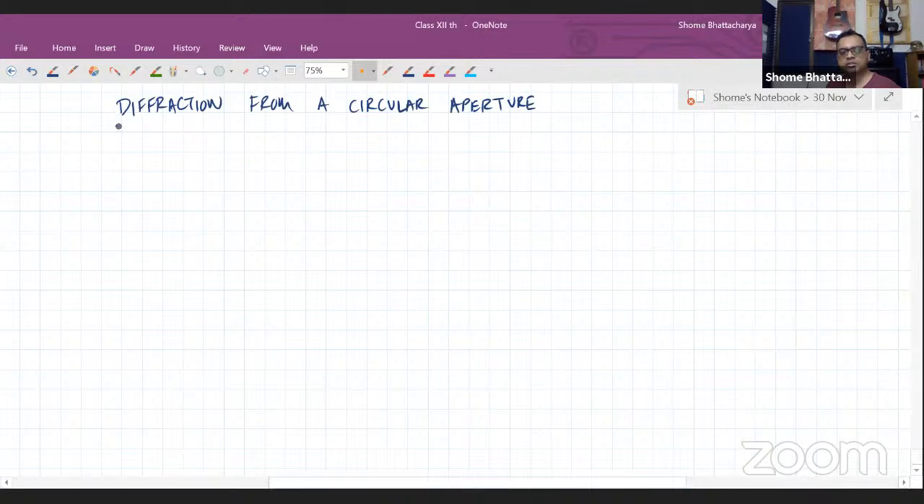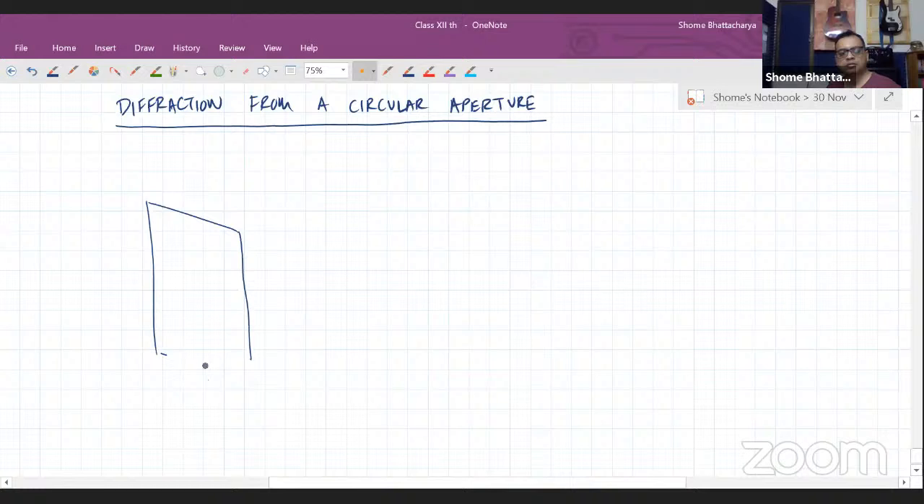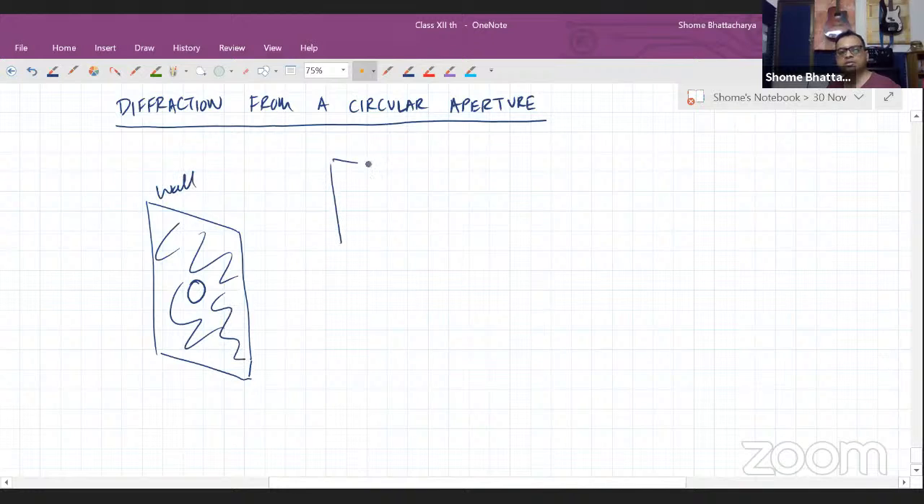Okay, let us look at this. Here we are talking about this kind of a setup where you have a round hole like this in a wall, and on the other side you have the screen, and you have monochromatic coherent light incident from this side.